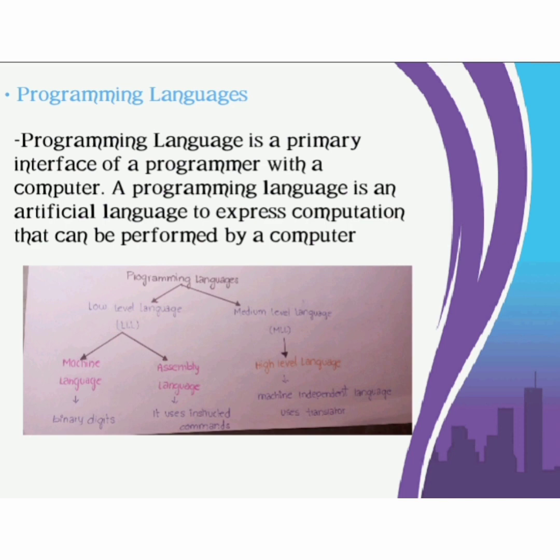Machine language is understood by the computer, that is, it is in binary digits. Assembly level language contains commands and mnemonics which are understood by users, and the assembly language code is again decoded by the assembler. An example of assembly level language is microprocessor. Coming to medium level language, it contains high level language. It is machine independent, and it uses translators.